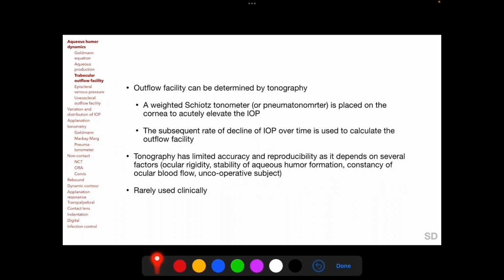Outflow facility can be determined by an experimental method called tonography, which has limited accuracy and is thus rarely used clinically.